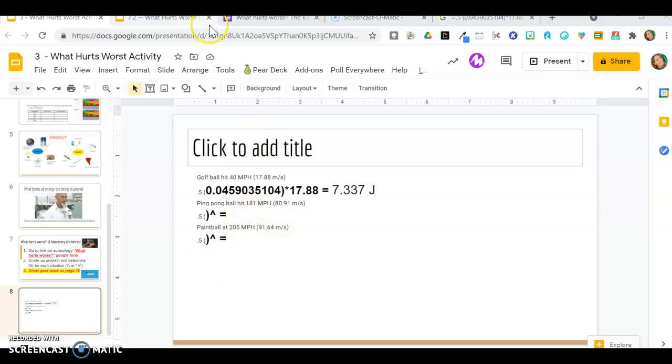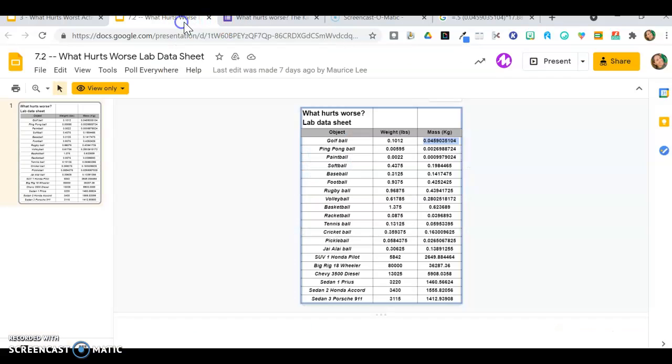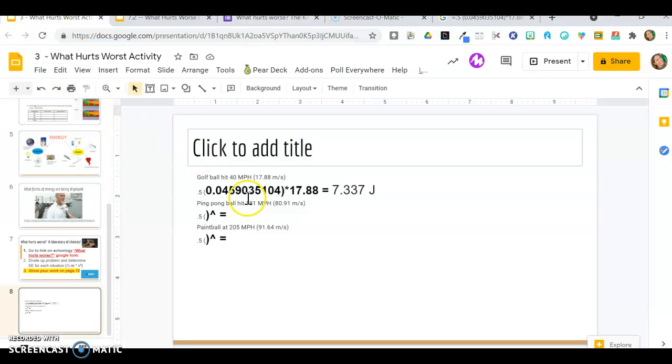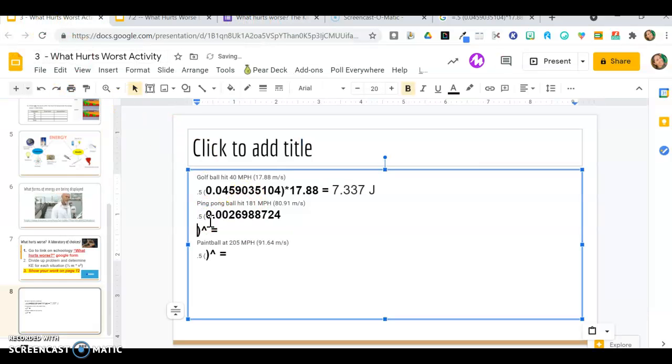Ping pong ball, we look at the reference sheet, and the ping pong ball is very, very light. Ping pong ball, and we're going to multiply that by the velocity, times the velocity, 80.31, and that's meters per second. We're going to square that.